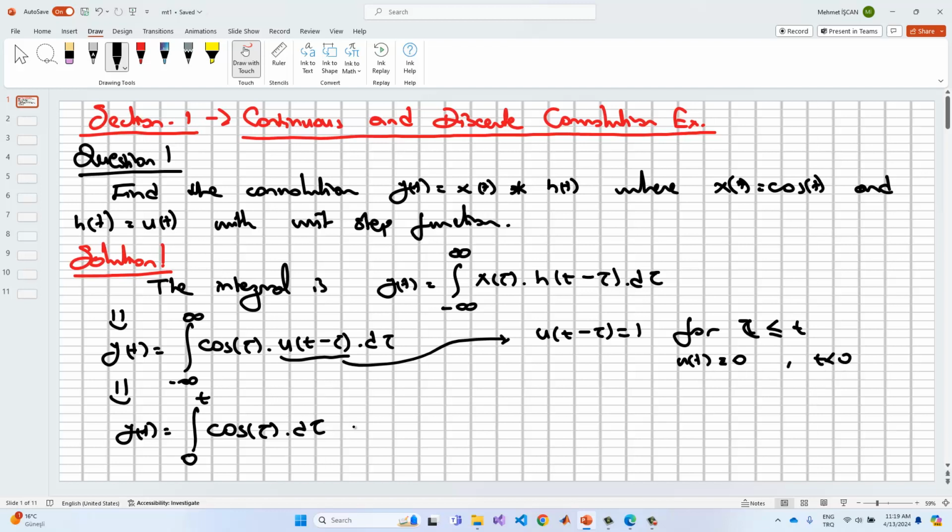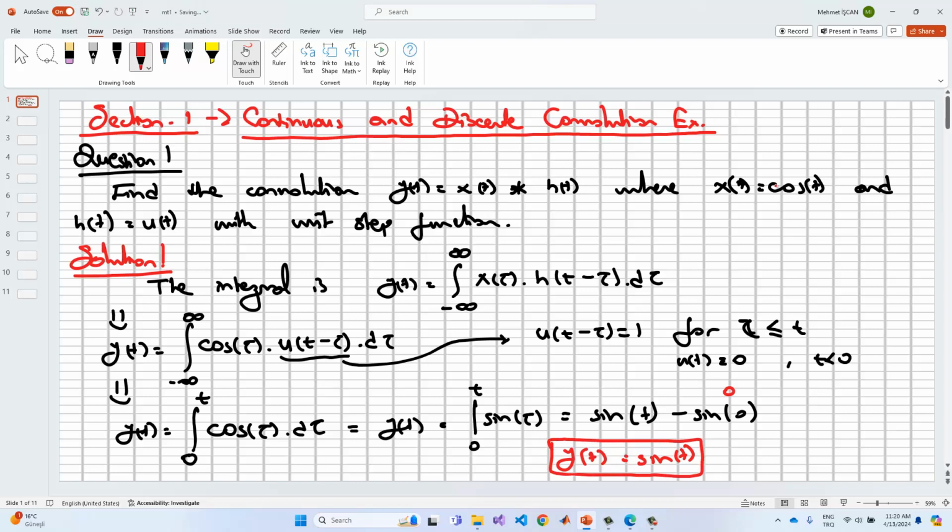If we solve this equation, this is the integral of cos(tau), which is sin(tau). So we can write sin(t) minus sin(0), and for this question y(t) equals sin(t). So if you have a cosine signal and apply the impulse response of the unit step function, we get sin(t). This is the first question.